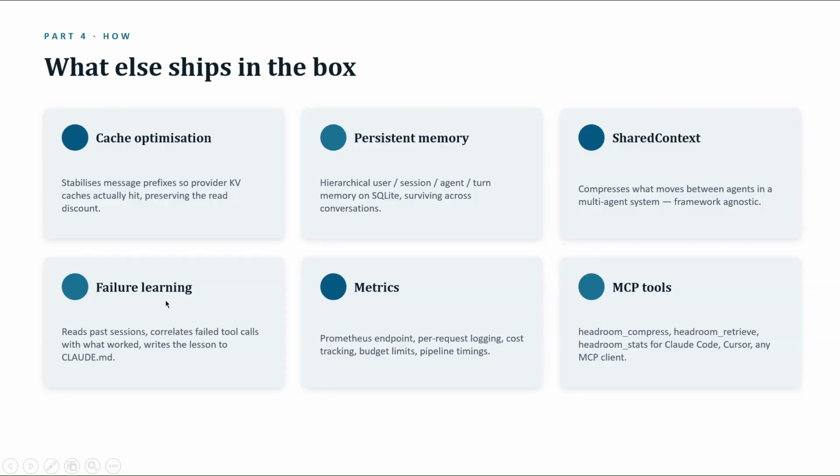And failure learning. In failure learning, it reads the past sessions. If the ML model calls the CCR, whenever the model calls the CCR, it thinks there is a mistake in Headroom's compression, and it keeps on learning based on that previous data.